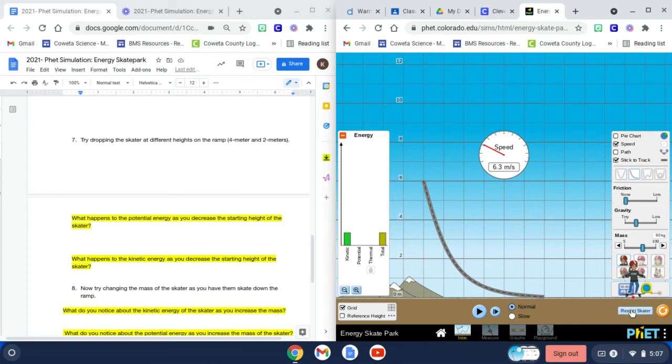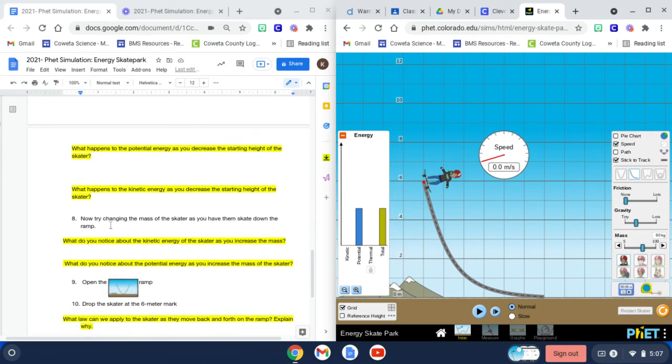Okay, now I'm going to reset my skater. I'm going to put him at the top of the 6-meter mark. Now it says, try changing the mass of the skater as you have them skate down the ramp. So to change the mass, you can change this right here. I'm going to do the dog. Now, when you change the mass, it makes it bigger, makes it a little bit smaller. So you're going to change the mass.